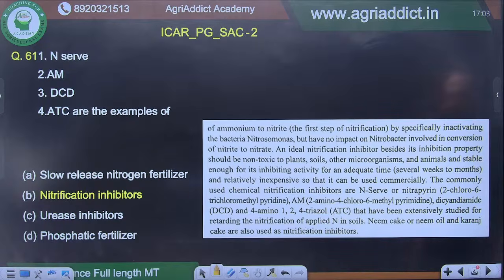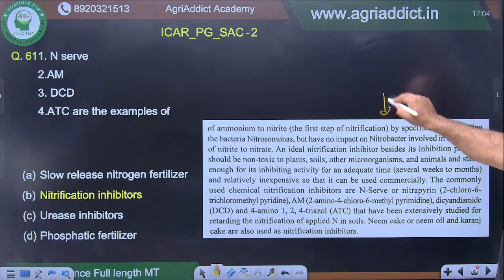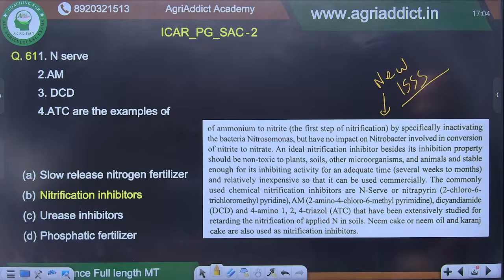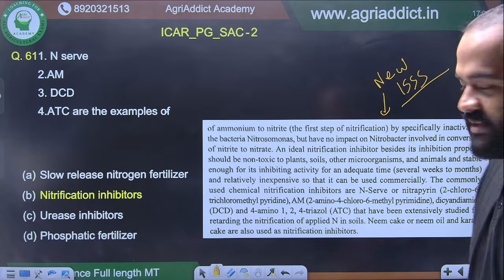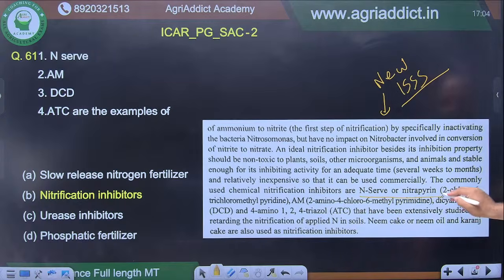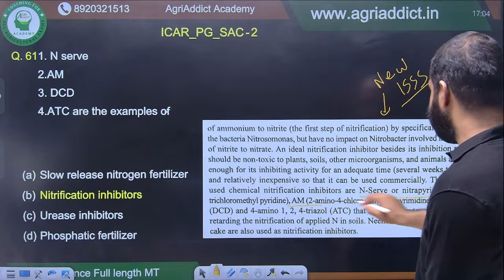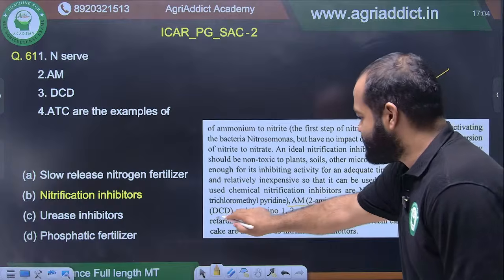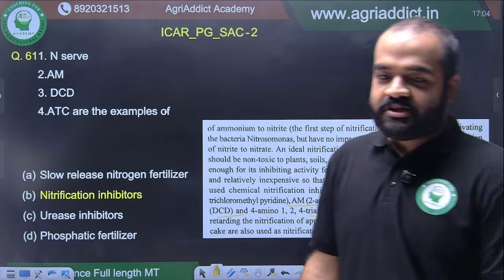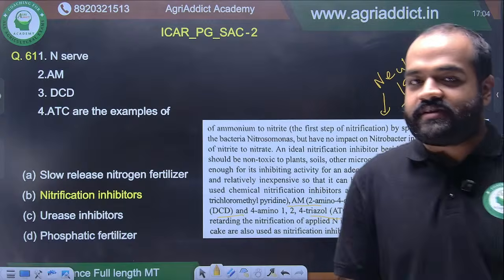Yes, so this has been taken from new ISSS. As you know, ISSS is like the holy book for all soil science students. Here you can see all the examples. These examples are very important: Nitropyrin, AM, then diamide, that is DCD, and ATC. You have to remember the examples of nitrification inhibitors and also the examples of urease inhibitors.